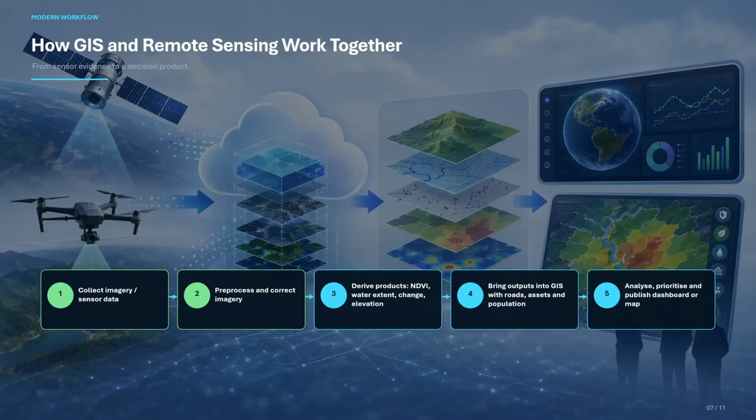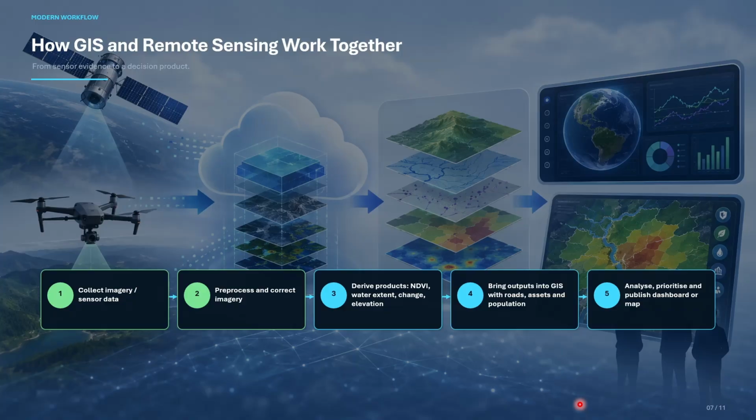Let's show how GIS and remote sensing work together in modern workflow. First, data is collected using satellites, drones, aircraft, or modern sensors. Second, the imagery is pre-processed, corrected, mosaicked, or cleaned. Third, useful products are derived, such as NDVI for vegetation, water extent for flood mapping, temperature surfaces, and land cover classes or change detection layers. Fourth, those outputs are brought into GIS together with administrative boundaries, roads, buildings, populations, or infrastructure. Finally, GIS is used to analyze exposure, prioritize action, and publish a map, dashboard, report, or alert.